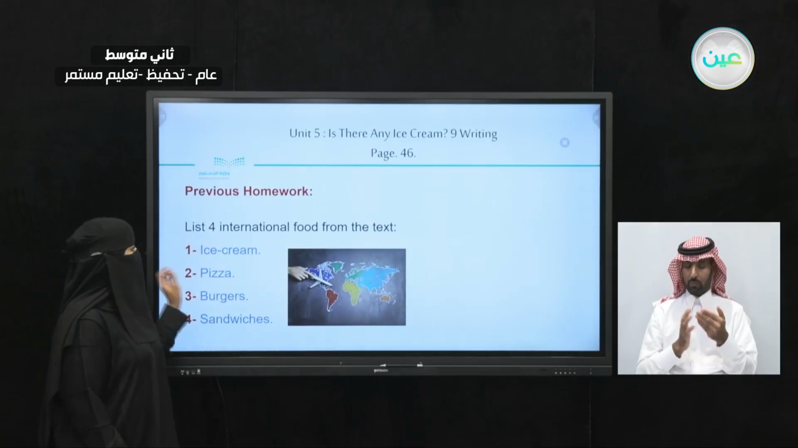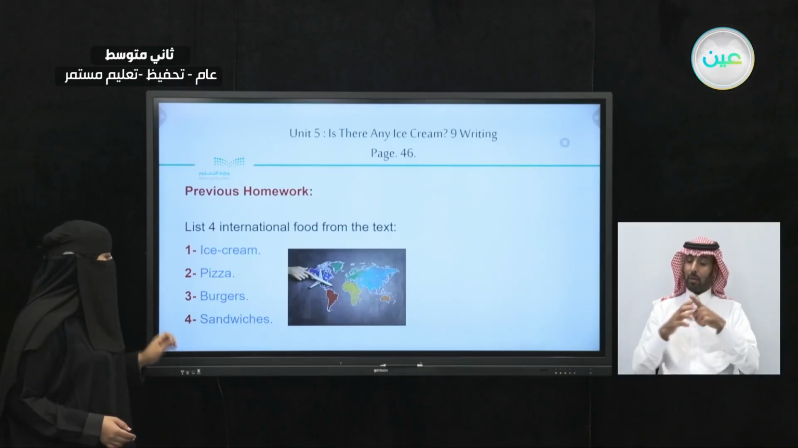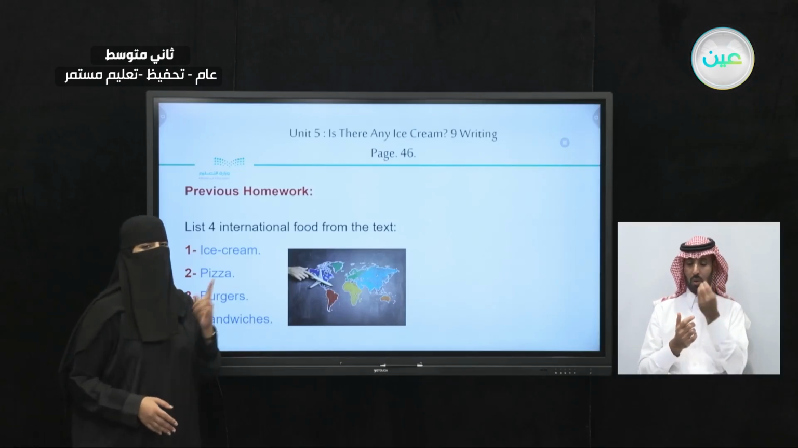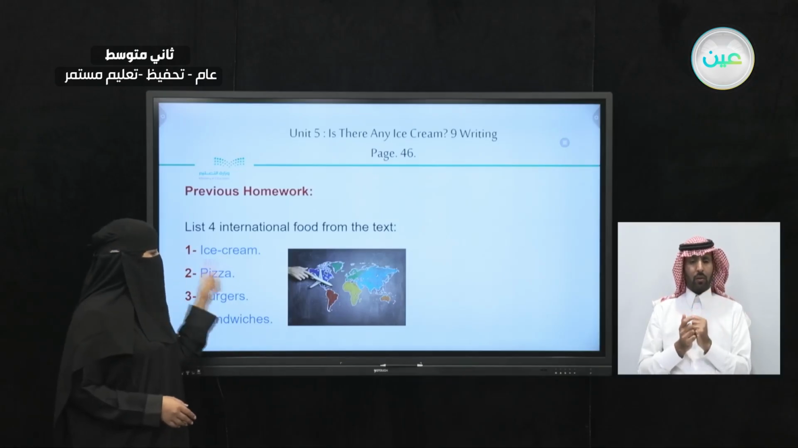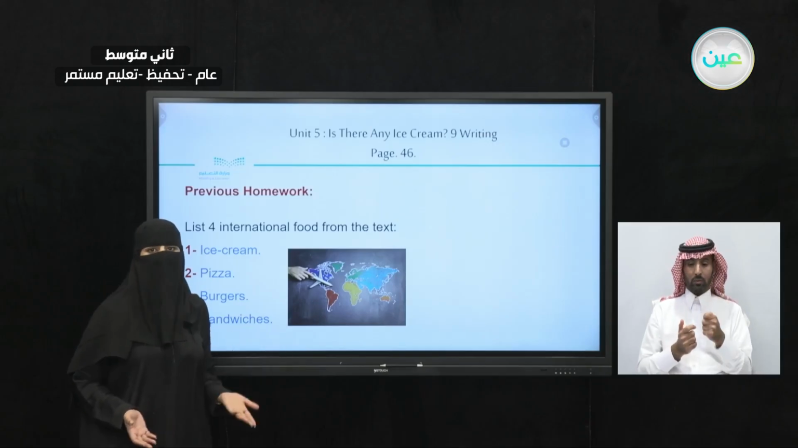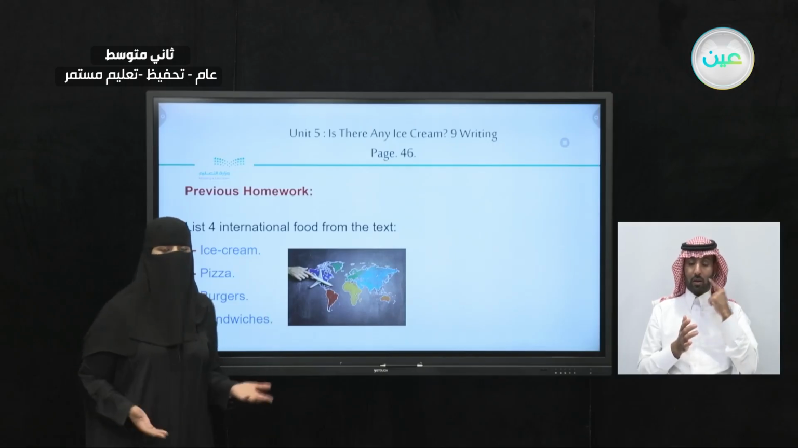So we were asked to list 4 international foods from the reading text. Now, for options for international food, let's take a look at these examples here. The first one is ice cream, pizza, burgers, and sandwiches. All of these are international food. But I want to ask you something. Pizza, where was it originally from? It was originally from Italy, but now it's not considered an Italian food. Now it's an international food.